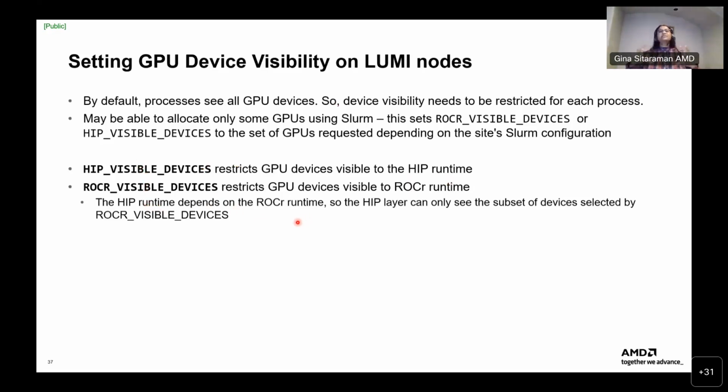So if you have restricted visibility at the ROCr level, then the HIP layer can only see those devices. And then you can further restrict GPU visibility at the HIP layer by using HIP_VISIBLE_DEVICES. This is just important to know. I think Cray Python uses ROCR_VISIBLE_DEVICES, and for OpenMP offload codes as well, we have to set ROCR_VISIBLE_DEVICES to restrict which GPU this process is supposed to be using and so on.